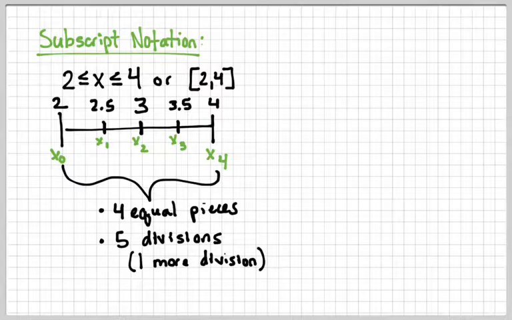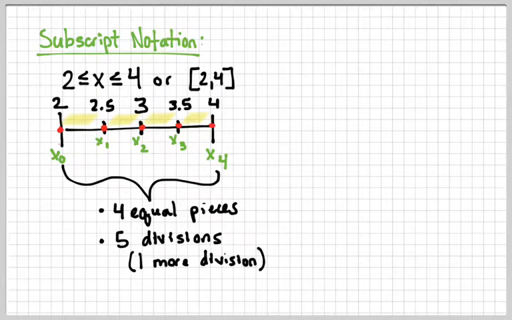So you can see, again, we have 1, 2, 3, 4 equal pieces with, if we label our divisions, x sub 0, x sub 1, x sub 2, x sub 3, and x sub 4, 5 divisions. Okay, so that's kind of a way of understanding it.